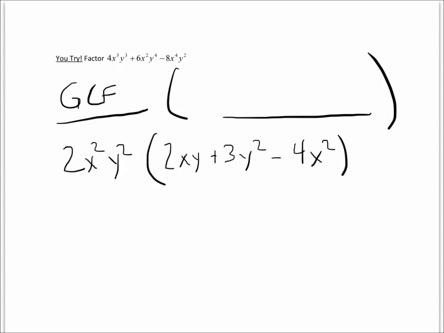Alright, the answer is 2x squared y squared times 2xy plus 3y squared minus 4x squared. Here's the GCF. What you could pull out of every number was a 2, 2 x's, and 2 y's. And this was the polynomial that we had left over. Check your work, see if you can find out where you might have gone wrong. If you got it right, congratulations. And we'll talk about this more next time in class.